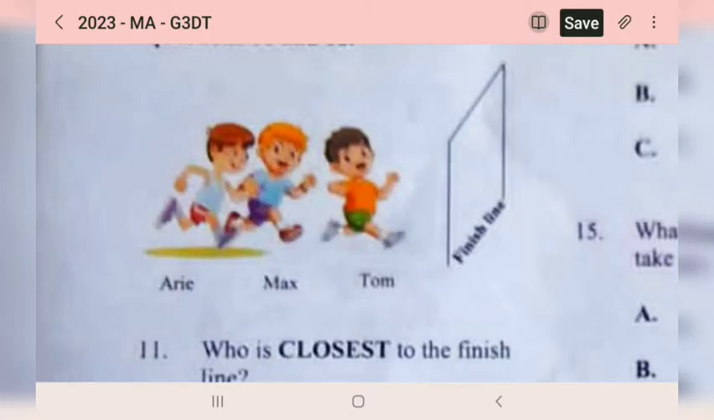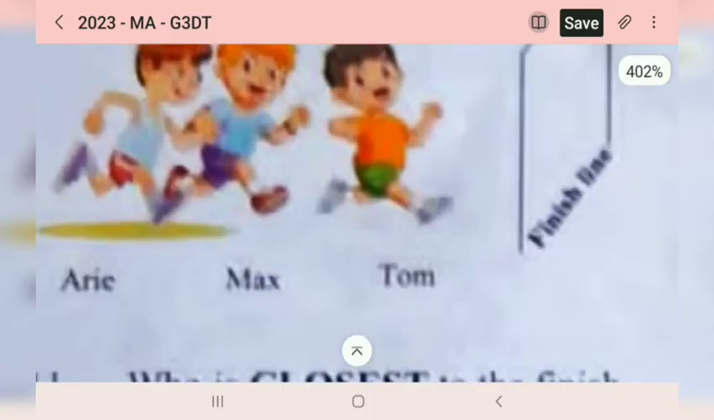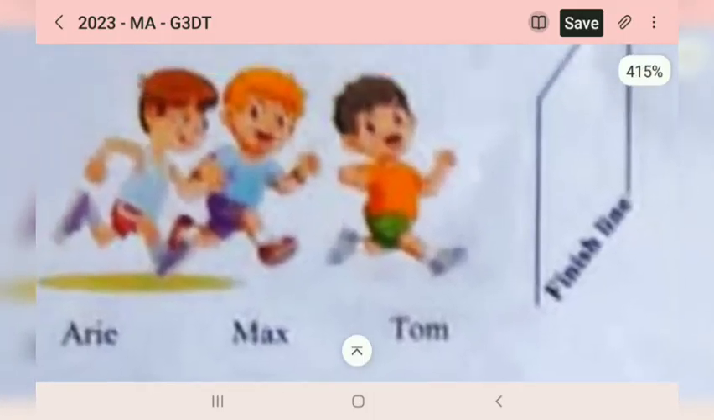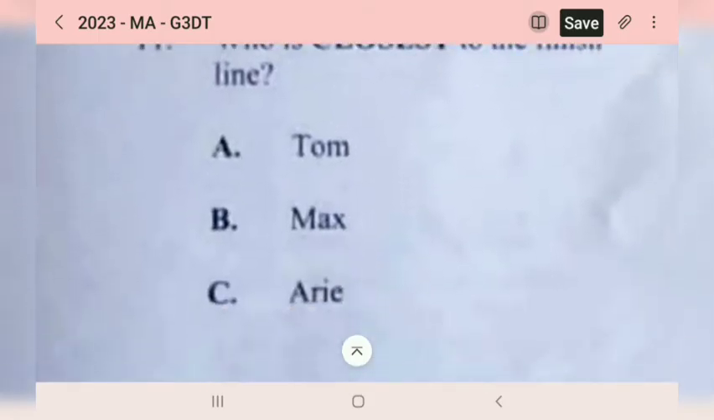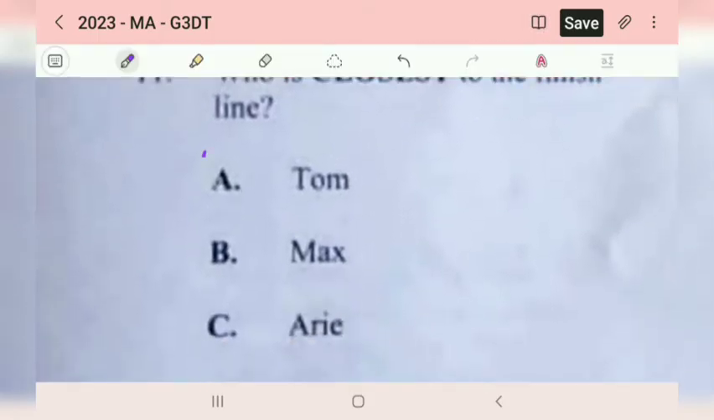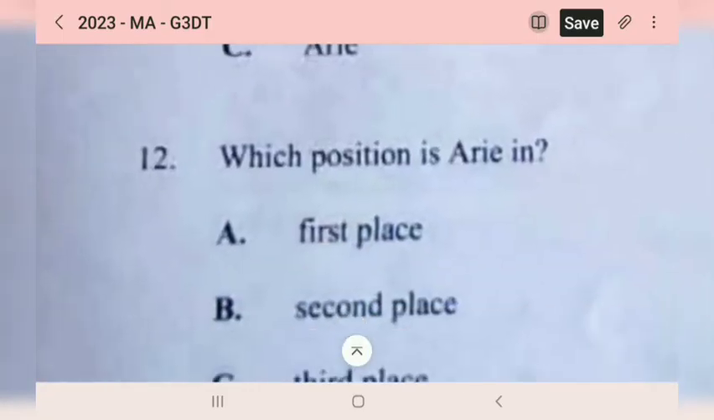So these children are running in a race towards the finish line. Who is closest to the finish line? Right away we're seeing that it's Mr. Tom. Watch him foot them, running away to the finish line. So Tom is first or closest to the finish line. And Tom is at A. Good job.